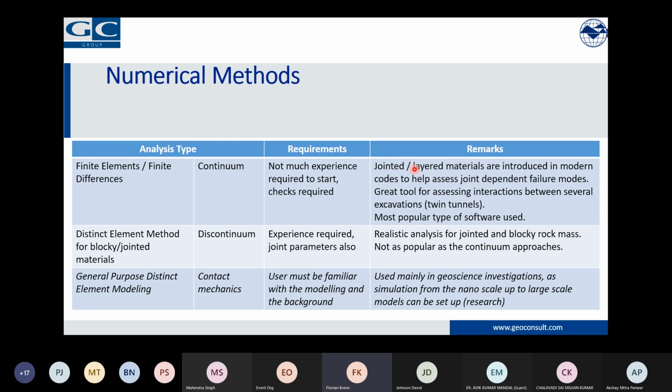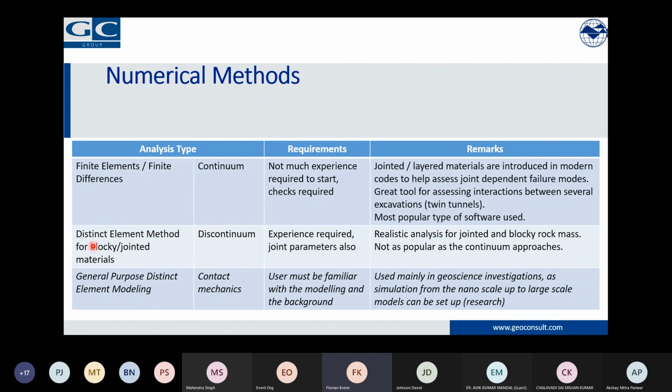And small remarks I'm giving here, well, jointed and layered materials are introduced in all the modern codes to assess the joint-dependent failure modes, but still, they are not always used. That's the main issue, because you have to get the parameters or assume some parameters for your joint sets. Where the finite elements are a great tool is when we assess interactions between several excavations. That means twin tunnels, because the analytical approach to say that 2 diameters is enough distance to have a stable system is sometimes right, but sometimes it can prove not so right, and then we need much more distance between the 2 tunnels.